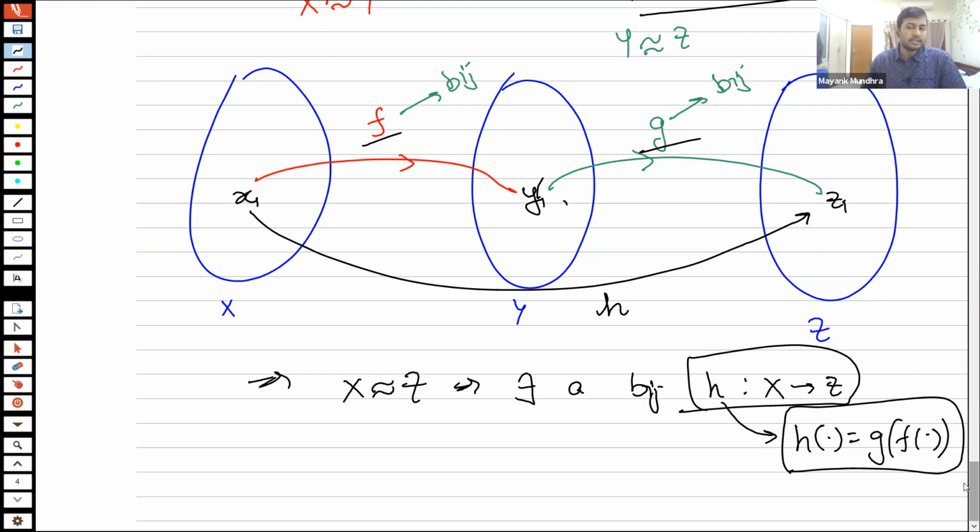Now I do not need to find multiple bijections here. Even if I can find one bijection, that is sufficient.